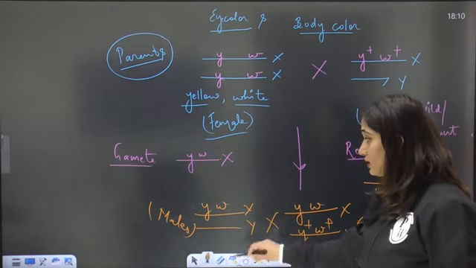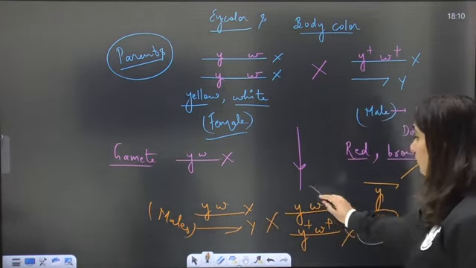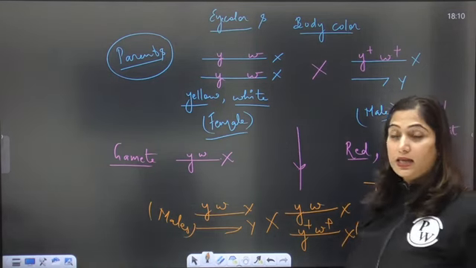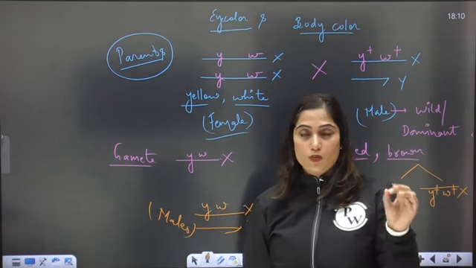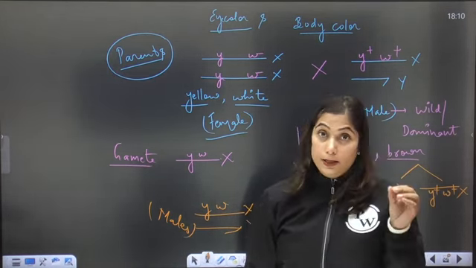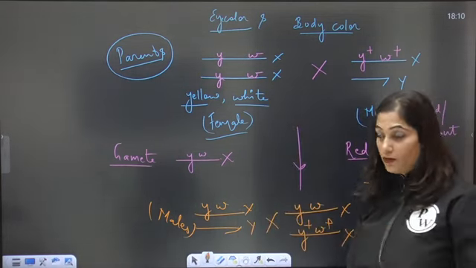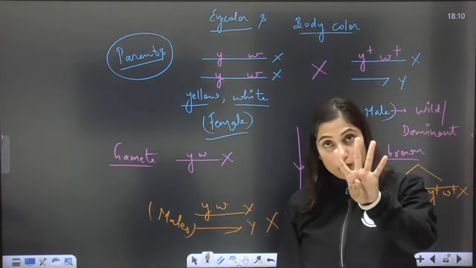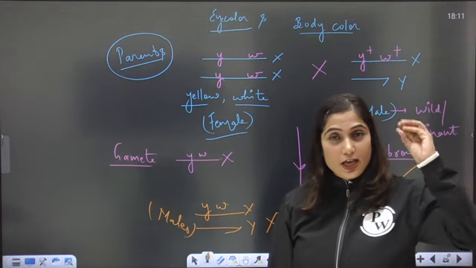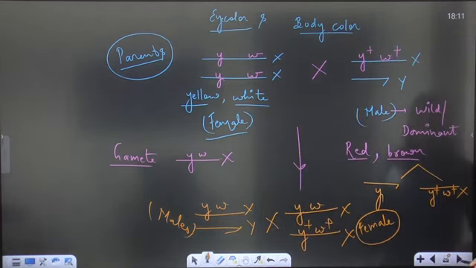two types of gametes. In one, X will go, and in the other one, Y will go. This female can produce four types of gametes, that is Y W, Y+ W+, Y W+, or W Y+. So male can give two types of gametes, female can give four types of gametes, right? So offspring would be how many types? Eight types. Okay, so let's see in the diagram given here.